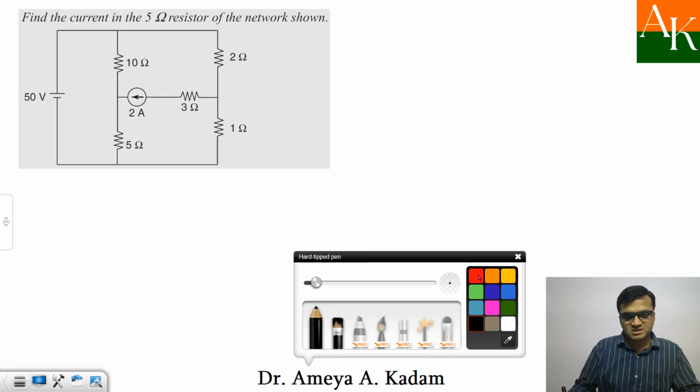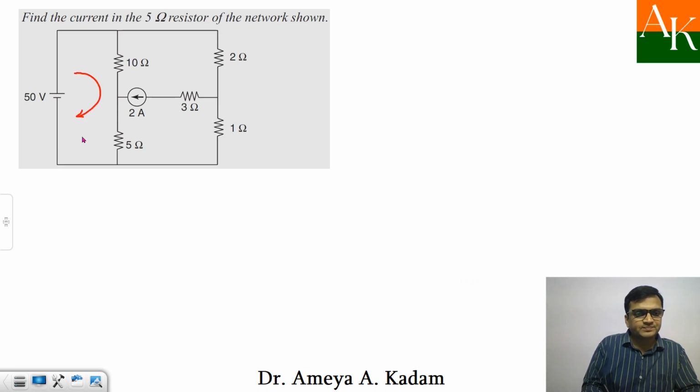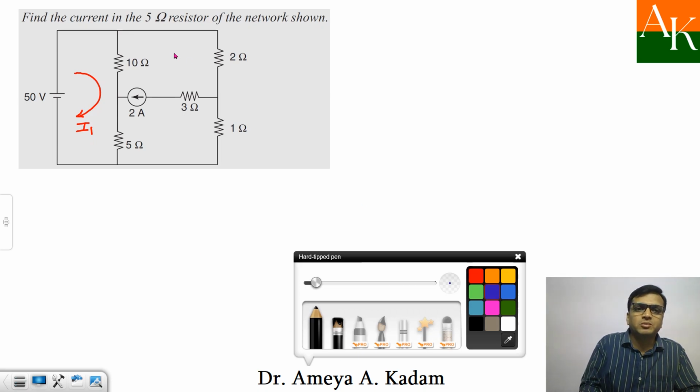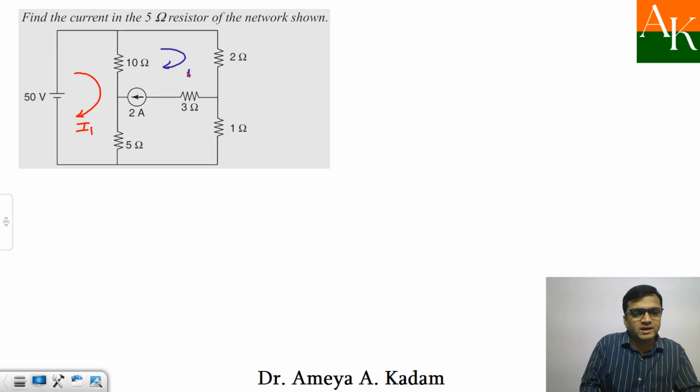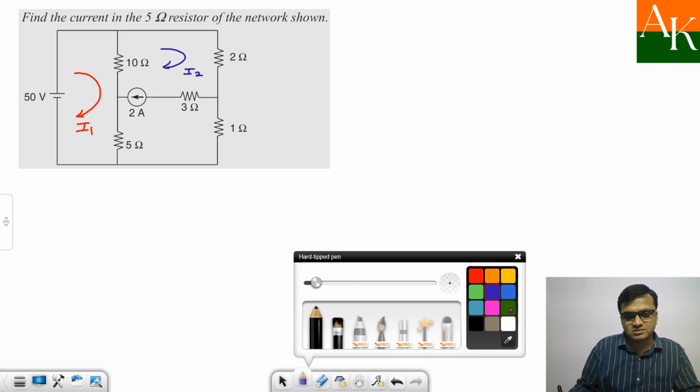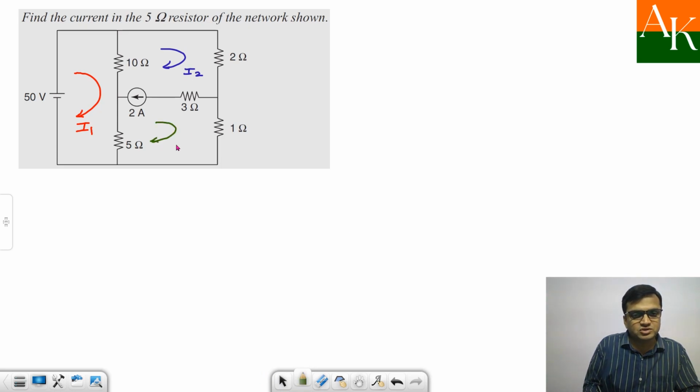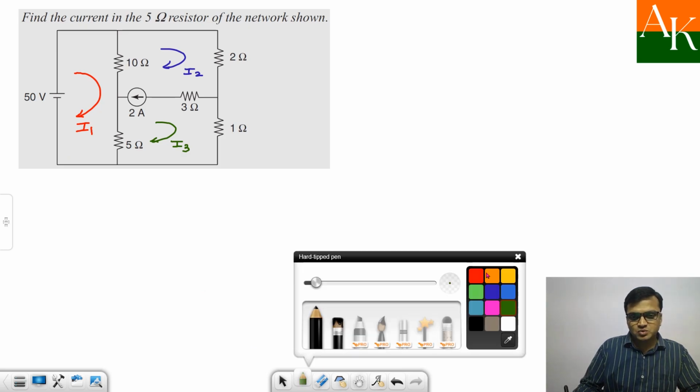So there are three meshes, so I will mark three currents. The currents are marked not by looking at the polarity of the sources but by consistent direction. So I1, I2, I3, I assume all three currents in a clockwise manner. Can you apply KVL in mesh 1? If you see the path over here, yes, we can easily apply KVL in mesh 1.